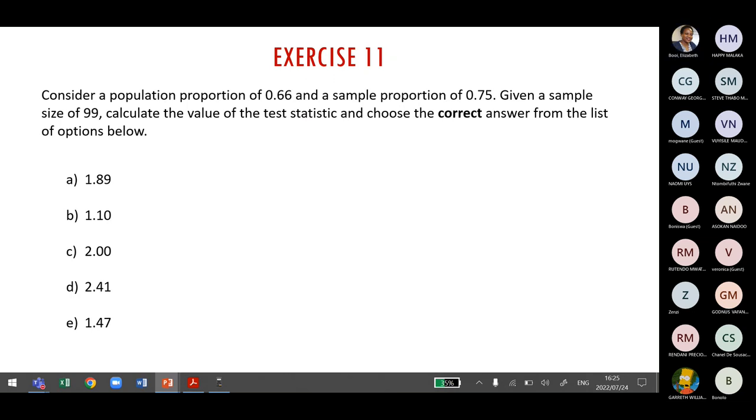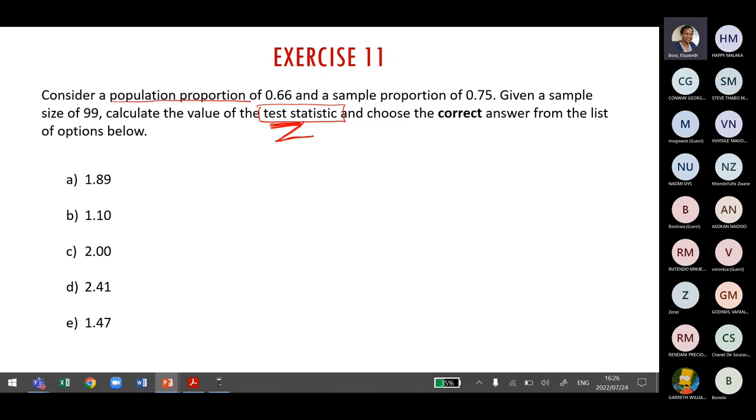Now, think of it this way. At some point, when we do hypothesis testing, you will be introduced to these things called test statistics and all that, which is the same as your Z score or your Z value. So they mean one and the same thing. In sampling distribution, we call it the Z value. In hypothesis testing, we call it the test statistic.